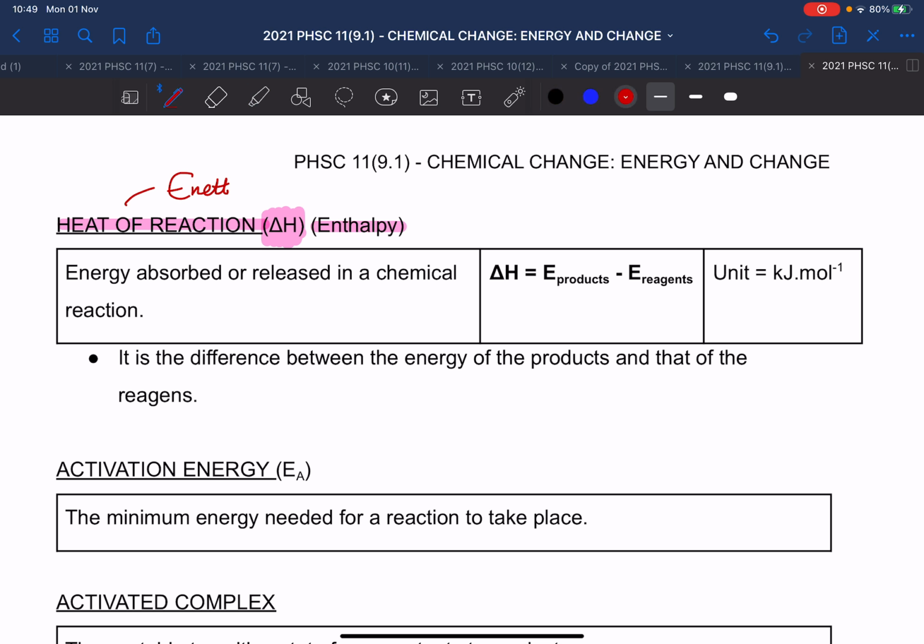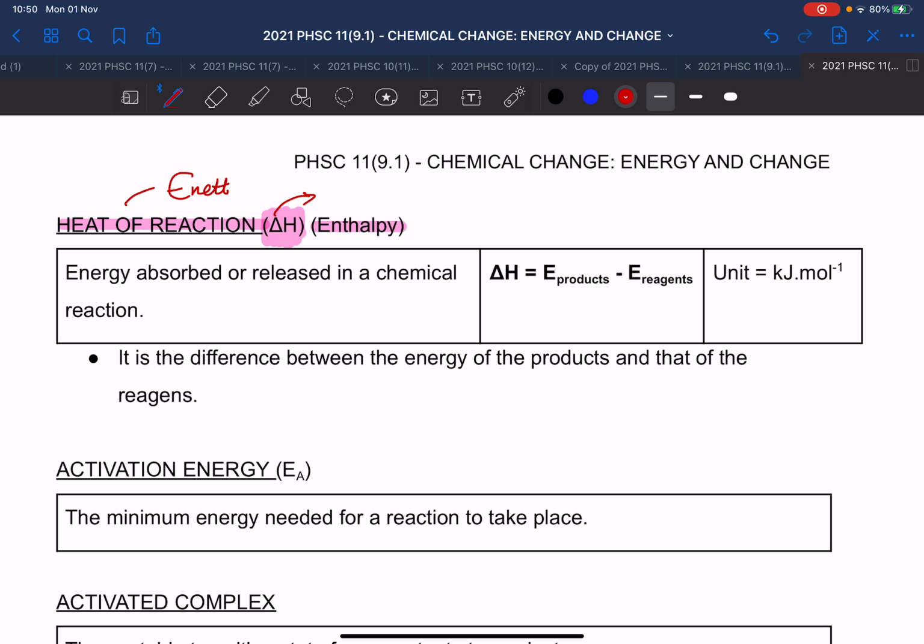Now, what does the triangle stand for again? If you see triangle, anything, what do you think of? Delta, what does that mean? Something about heat. No one knows what that means.